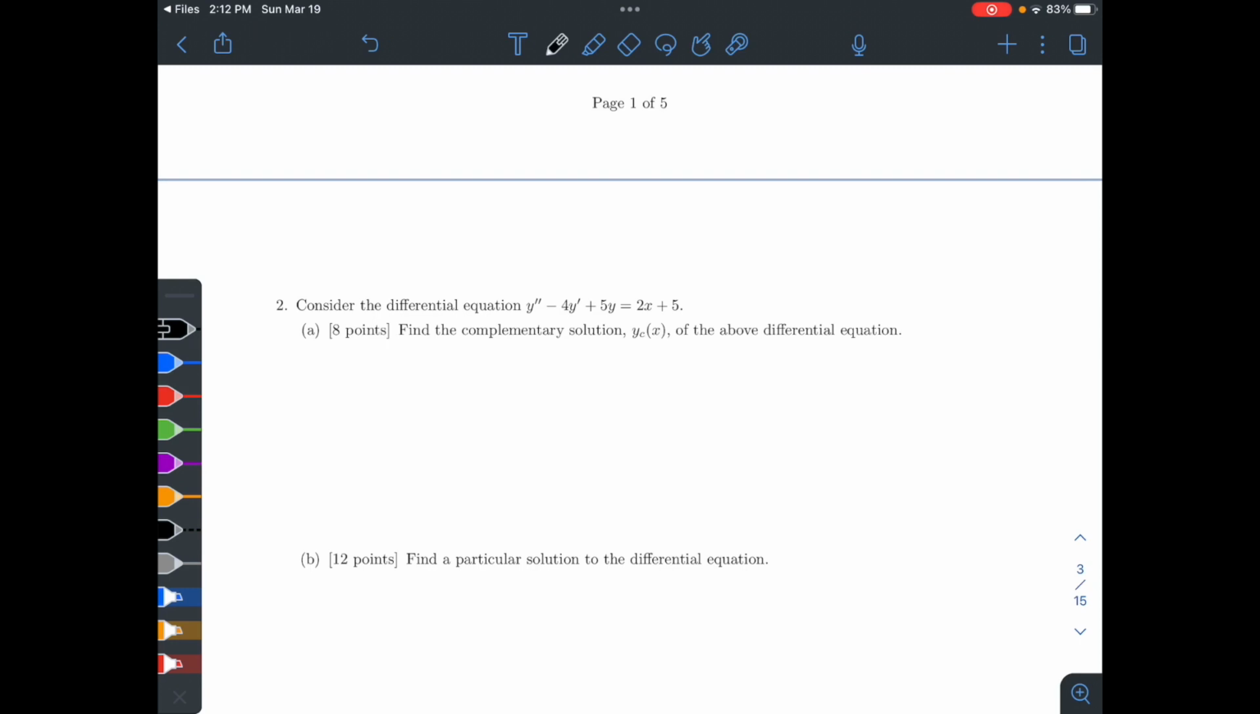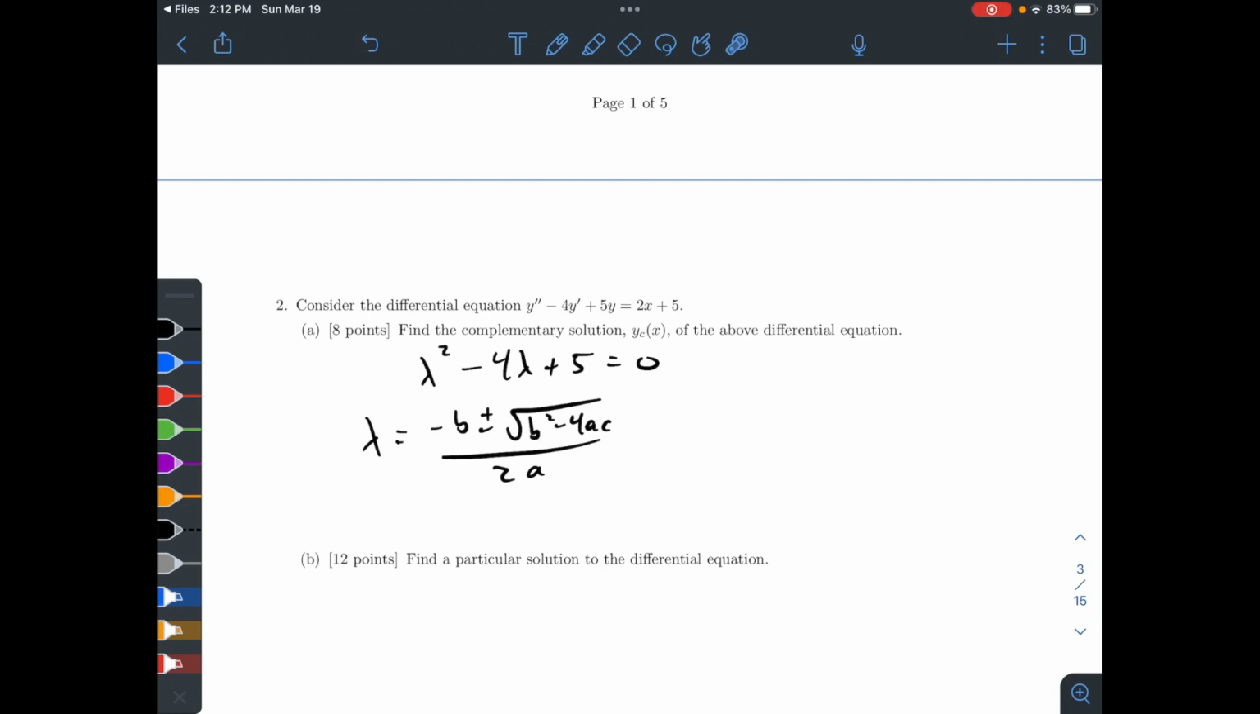So to find the complementary solution, we're really trying to find when this thing is equal to 0, so we take our left hand side and convert that to a polynomial, lambda squared minus 4 lambda plus 5. Set that equal to 0, and then you could either factor this or just use the quadratic formula. I don't know how to factor this without using the quadratic formula, so I'm just going to do that. So lambda is equal to negative b plus or minus square root of b squared minus 4ac all over 2a.